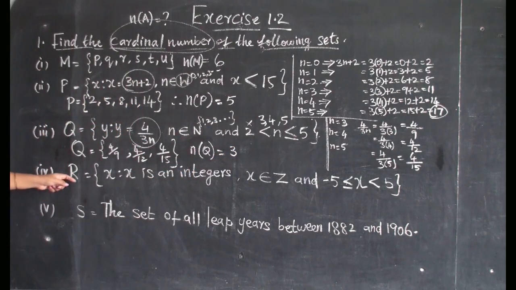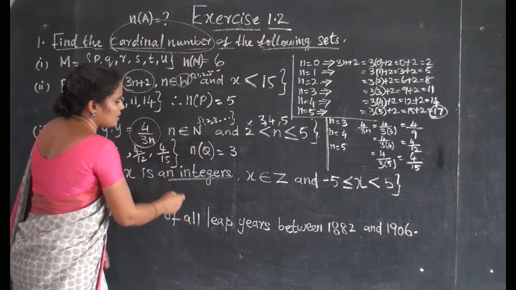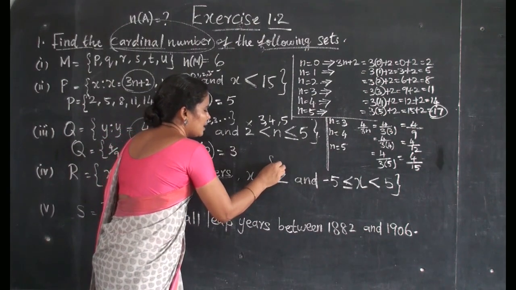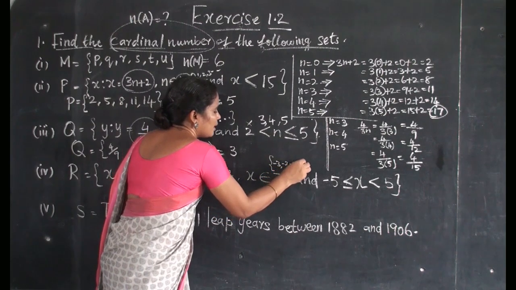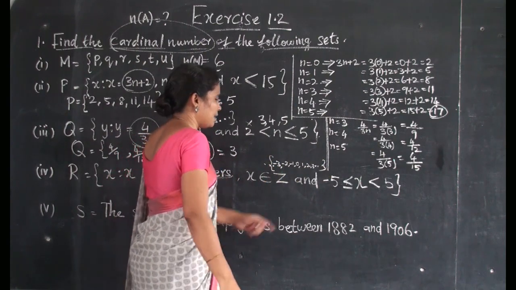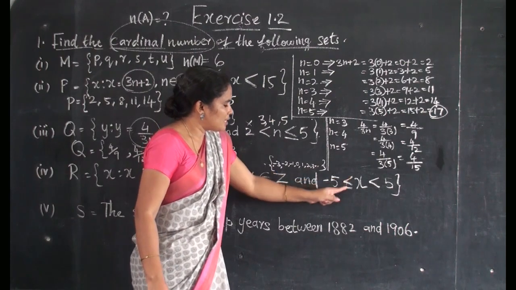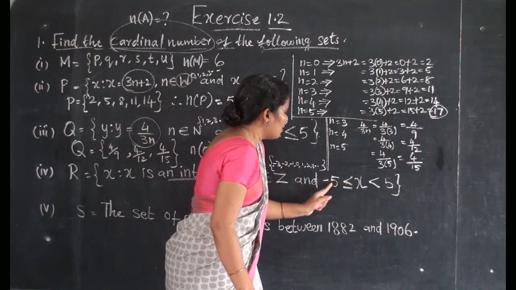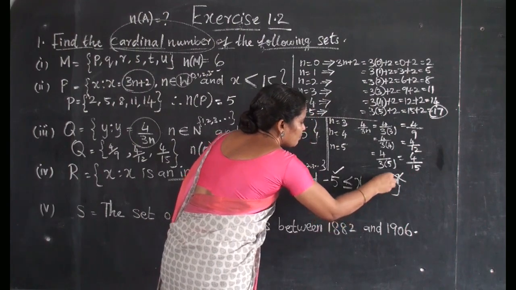Okay. Then R is equal to x such that x is an integer, so x belongs to Z. Integers, you know very well, have positive and negative values: -3, -2, -1, 0, 1, 2, 3, going on both sides, negative and positive. Here the condition is you have to start from -5 less than or equal to x and less than 5. So you have to apply -5, but you should not take 5.